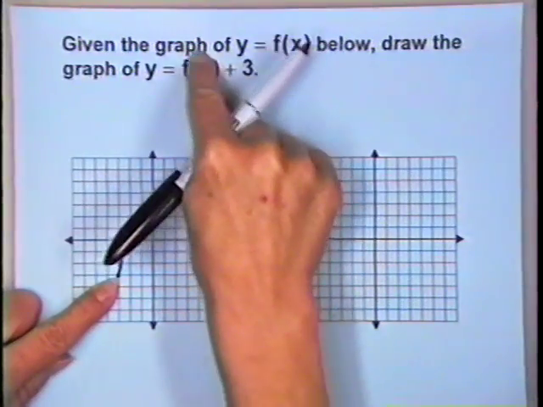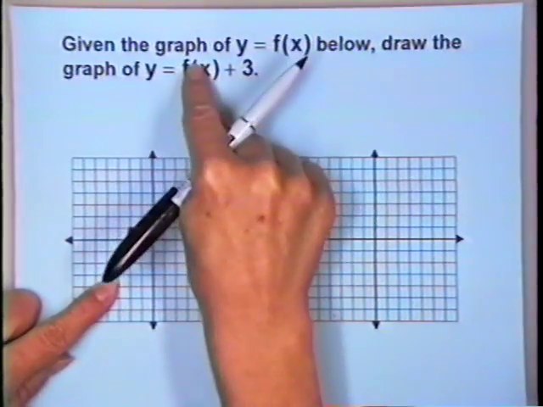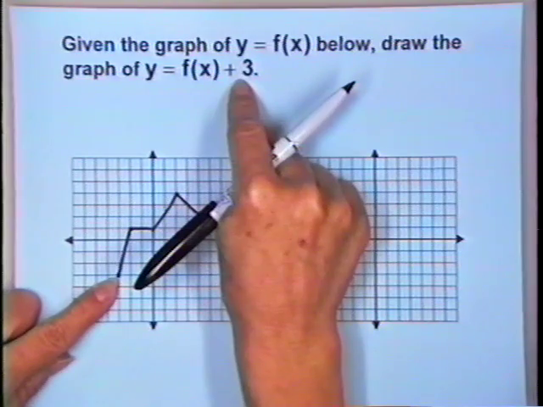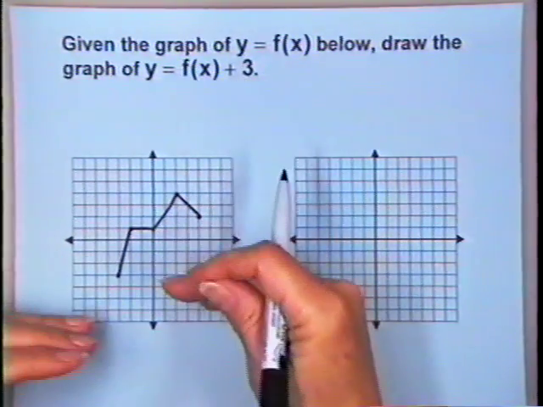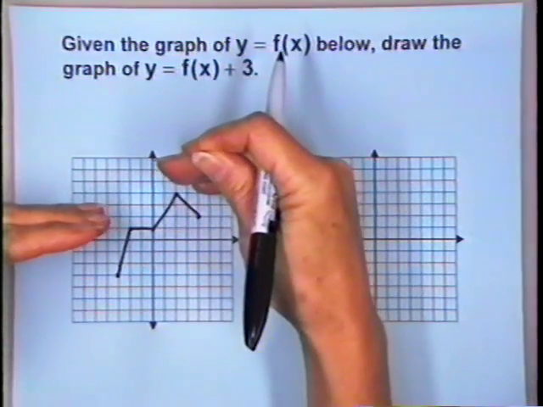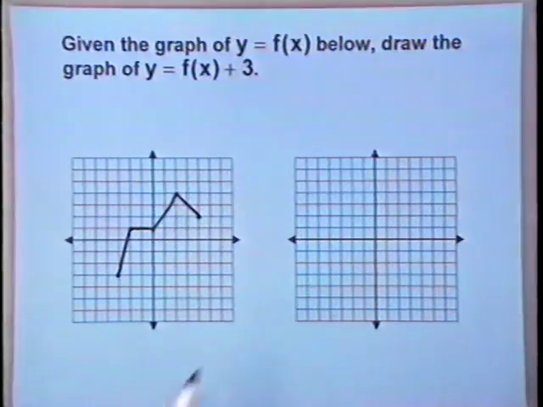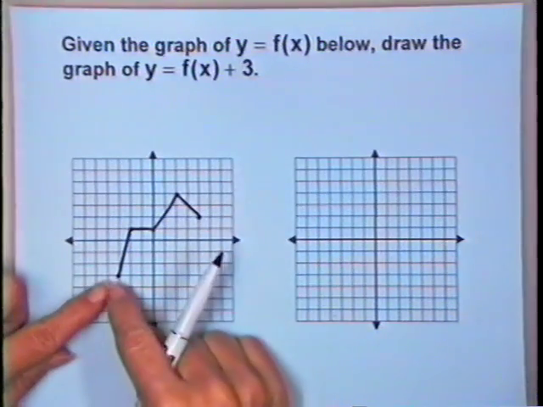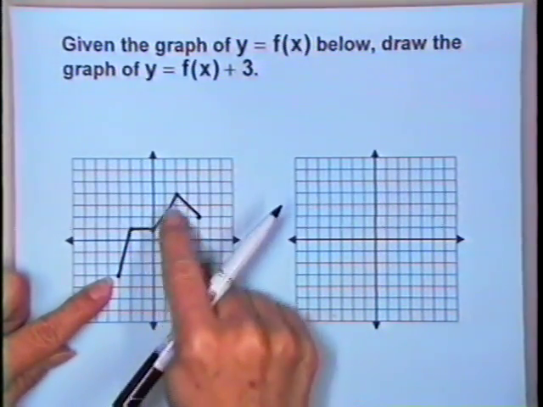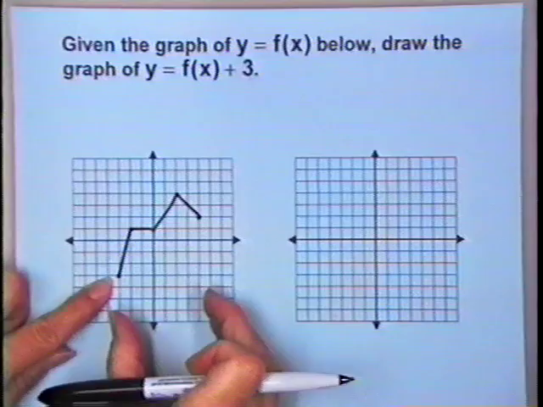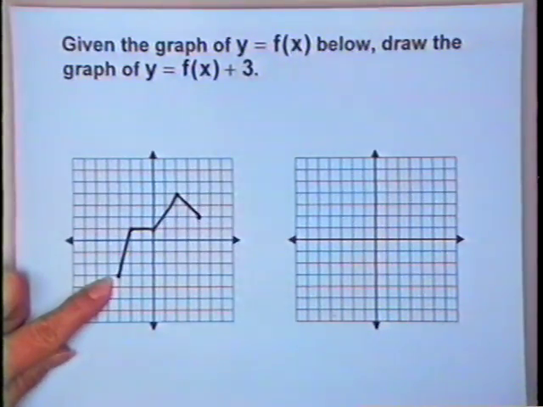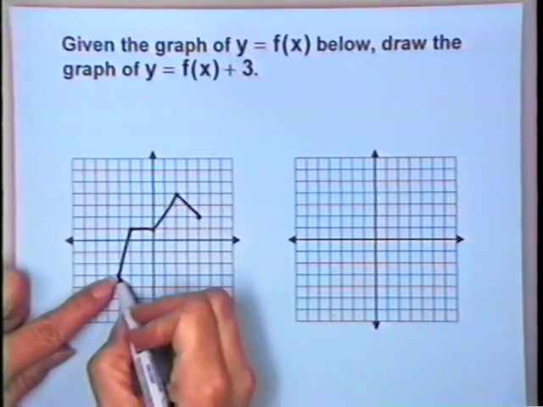Notice here, the original function is here. After we've done the function, what are we doing? We're adding 3. So what does that do to your graph? It moves it vertically upward 3 units. Now the best way to sketch the graph then of this new function right here is to take specific points that we know here and move those specific points up 3 units, and then we can sort of mimic the shape of the graph. Let's start with this point right here.